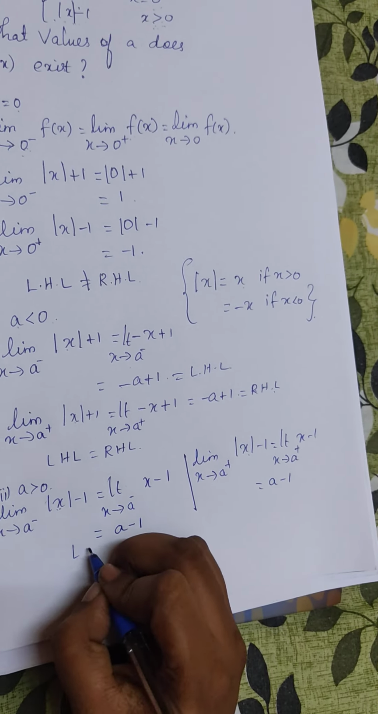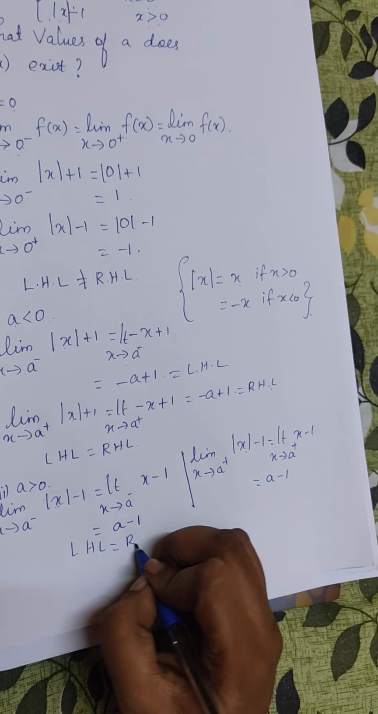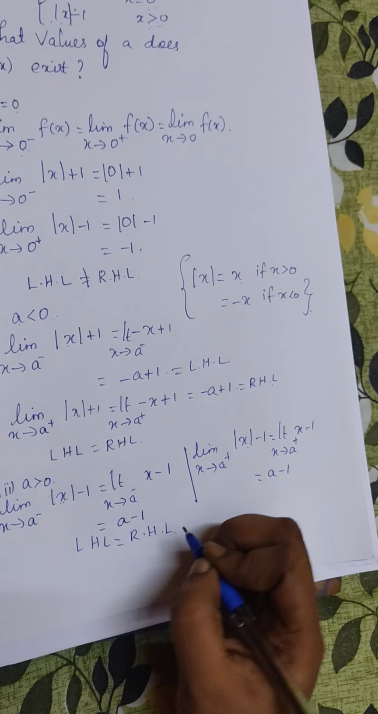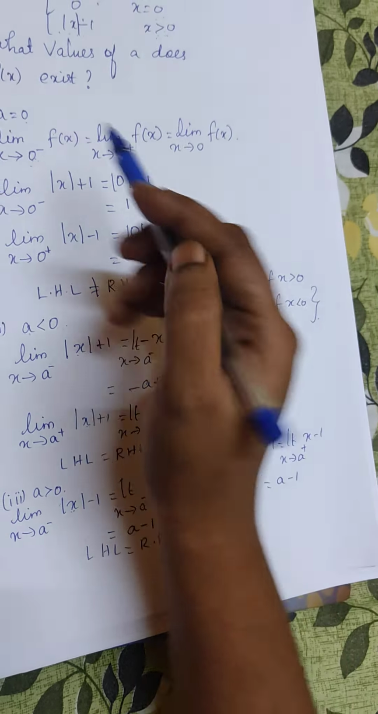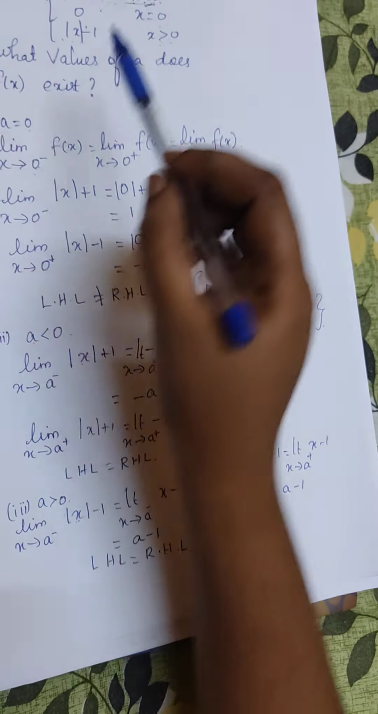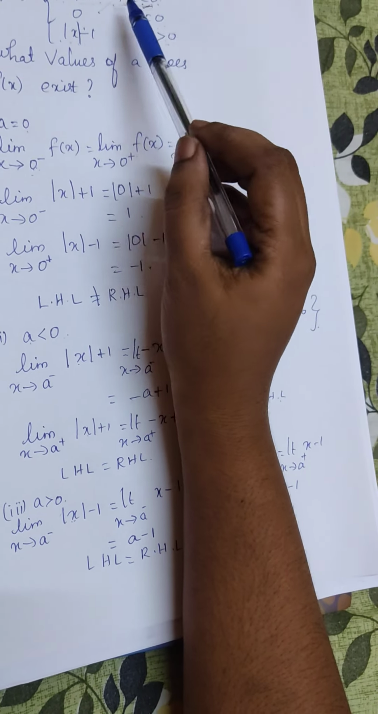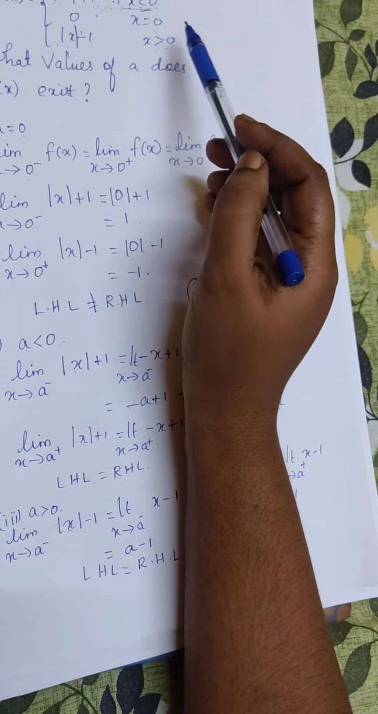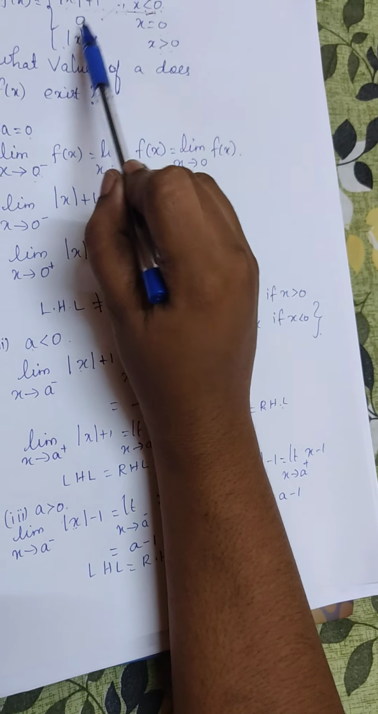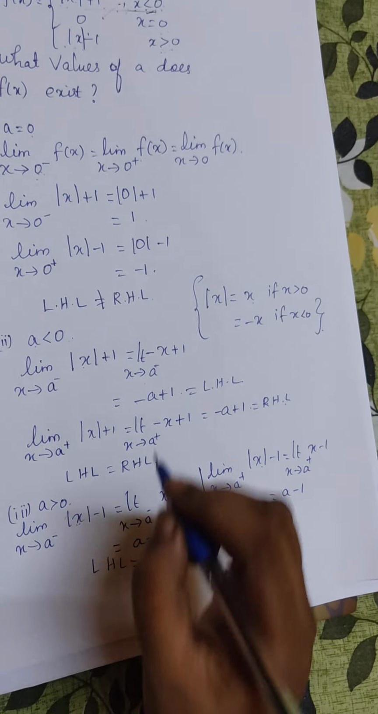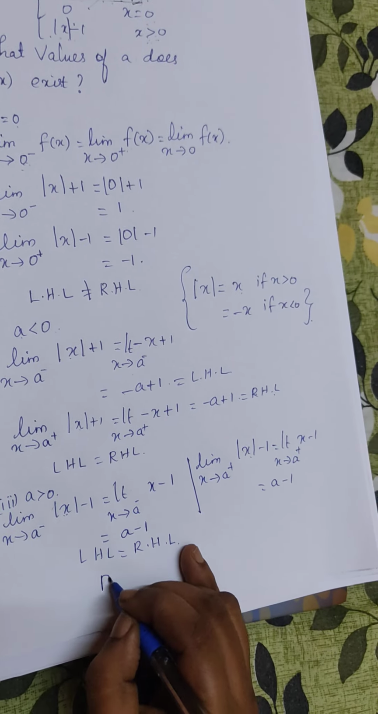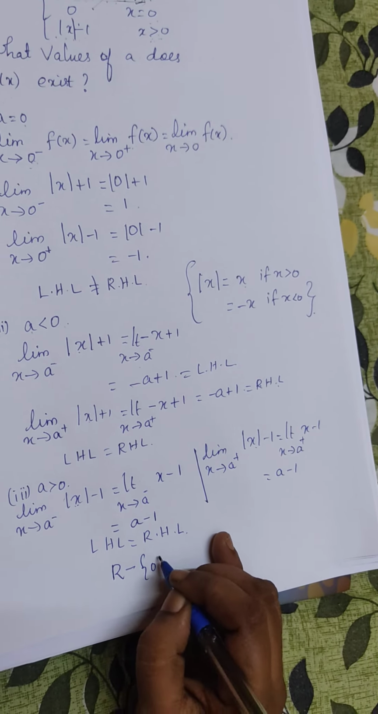Again here the left-hand limit equals the right-hand limit. So the limit exists when the value of a is positive as well as negative, but not when the value of a is equal to 0. So we can say the values of a can be any real number except 0.